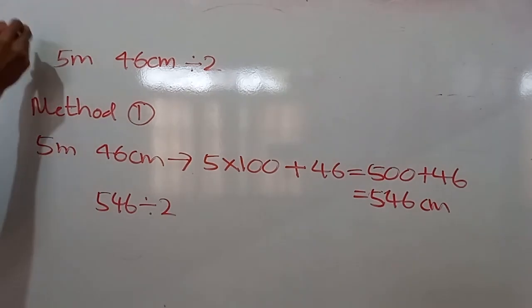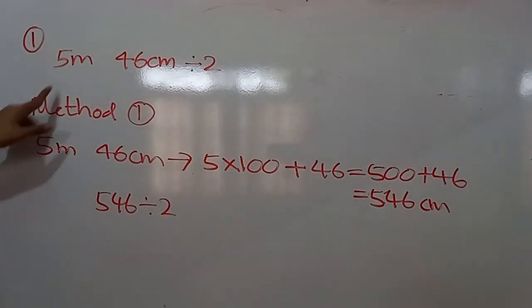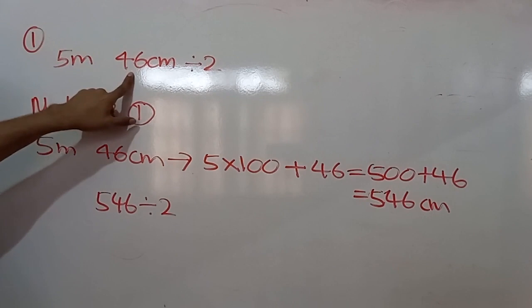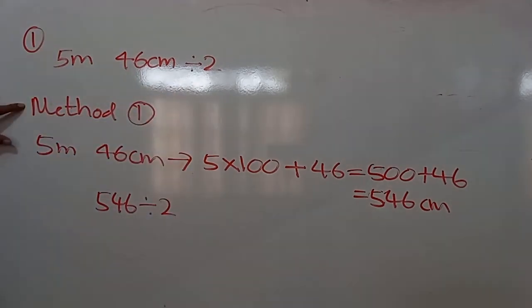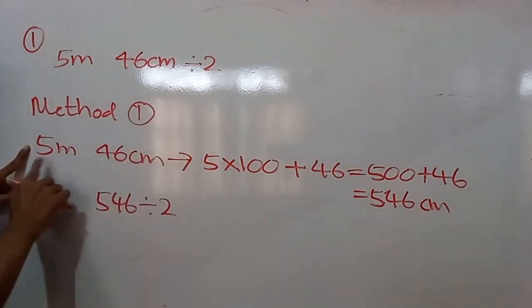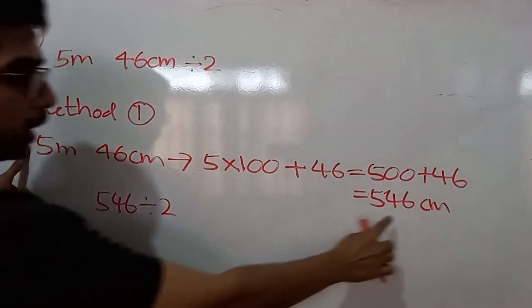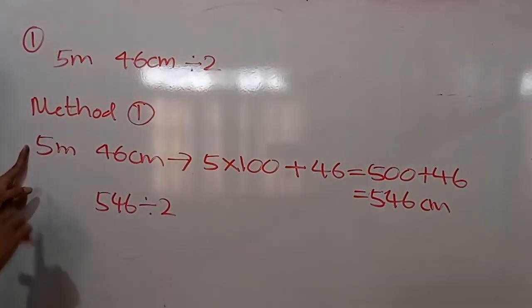So write down. This is example number 1. Example number 1. 5 meters and 46 centimeters divided by 2. So method 1, write this. Now pause the video and write down.